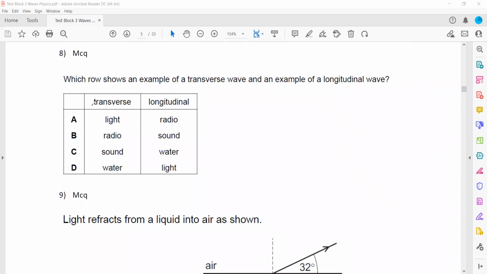Then, all electromagnetic radiations are transverse. So light is transverse, radio is transverse, water waves are transverse, and the only longitudinal waves are sound waves. So that's why B is the right answer.